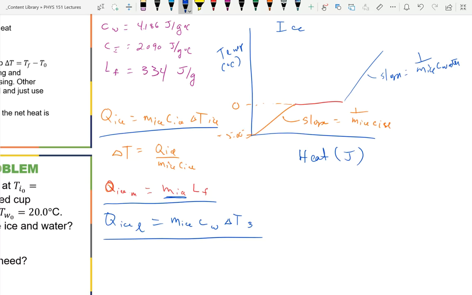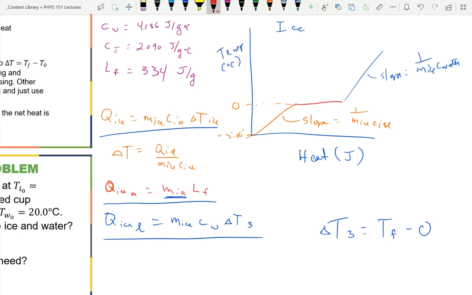Change in temperature 3 is going to be the final temperature minus the temperature that the melted ice started at. What was the starting temperature for the melted ice? 0. Because the frozen ice started at -5 and ended at 0. Then it melted, and then this melted ice started at 0 and went up. So we have those 3 equations, and then you have a 4th equation.